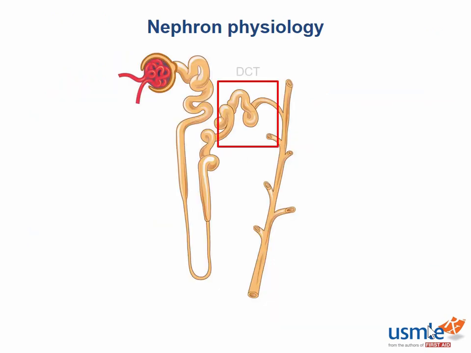Now let's talk about the distal convoluted tubule, highlighted by the red box in this slide. In this portion of the nephron, 5 to 10% of the originally filtered sodium is reabsorbed. This is also the segment of the nephron where parathyroid hormone acts to increase the uptake of filtered calcium.